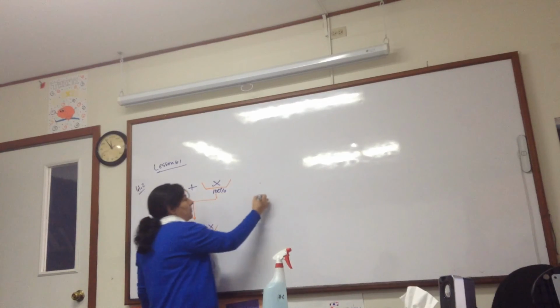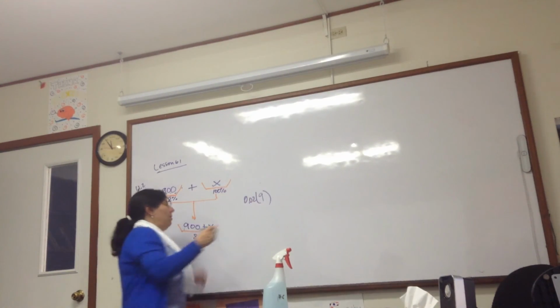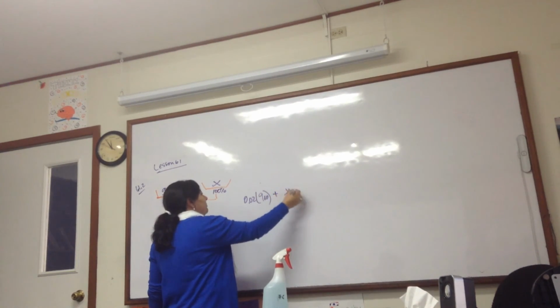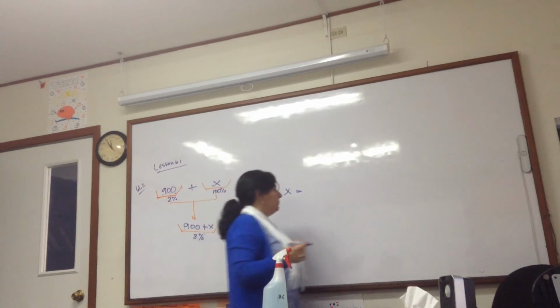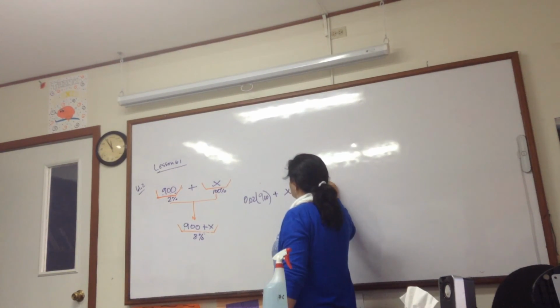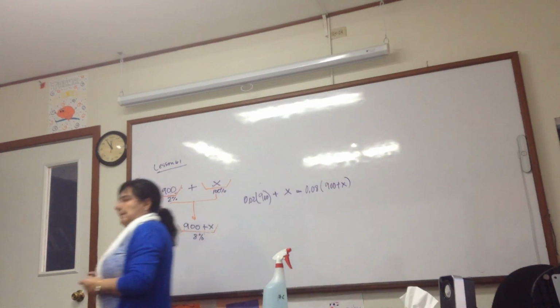So what's the equation? 900 times 0.02, plus X, equals 0.08 times 900 plus X. Okay? Good?